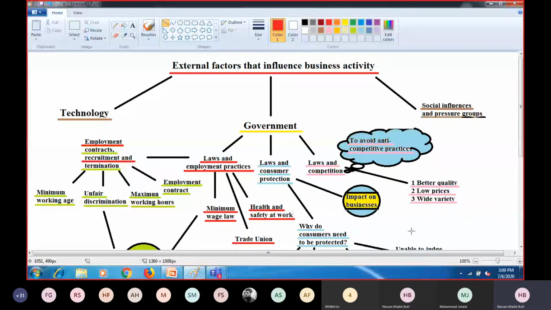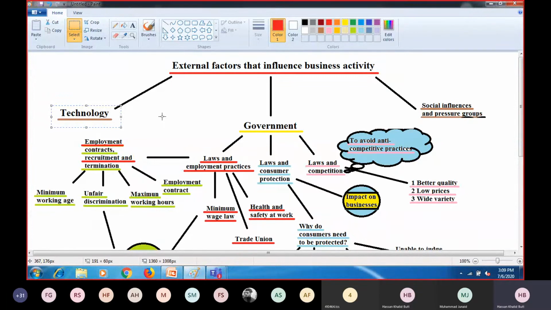You know that last time we were talking about external factors that influence business activity. In the A level business book, your textbook, this is chapter number 8. We have already talked about the first factor, technology, its positive impact on the business and the negative impact on the business as well. Then another factor which can influence business activity.